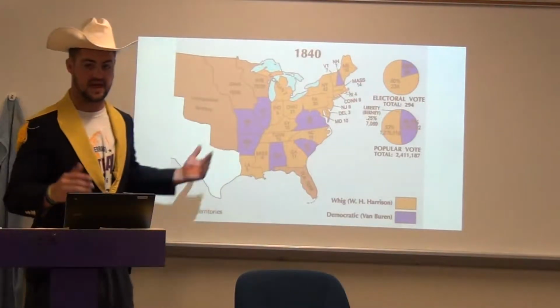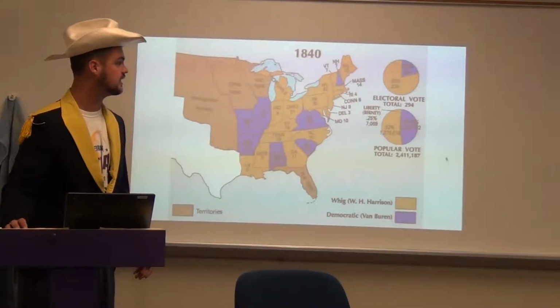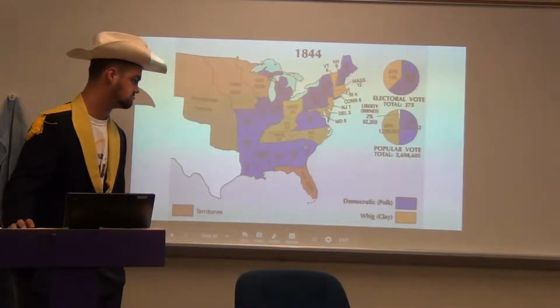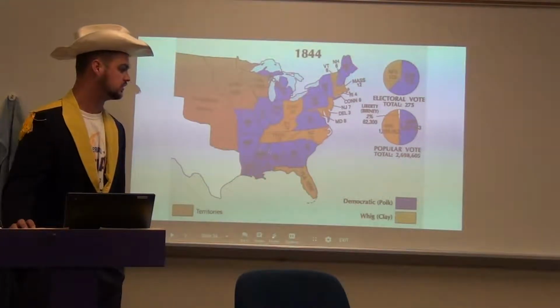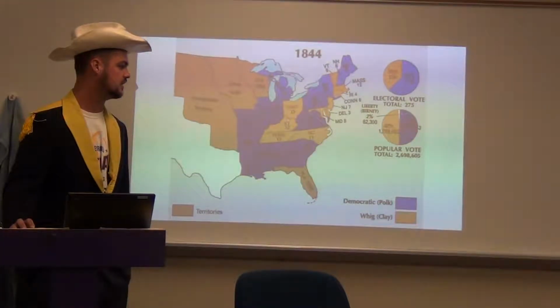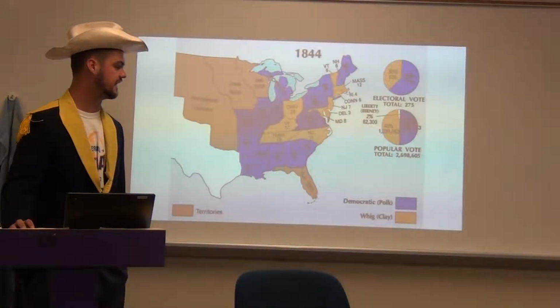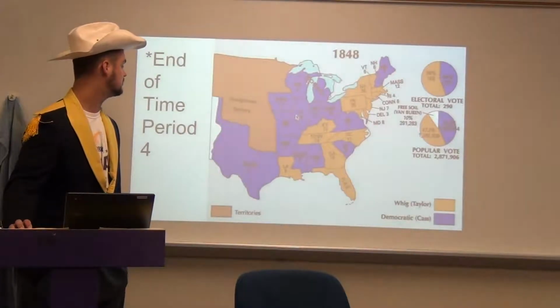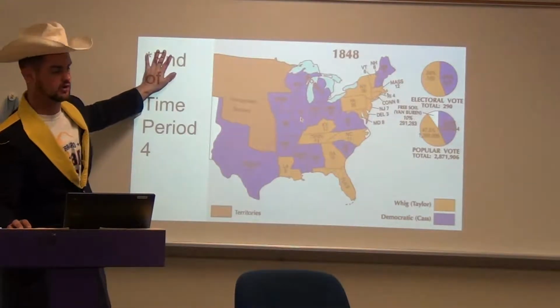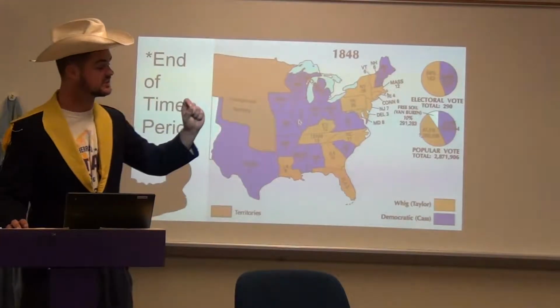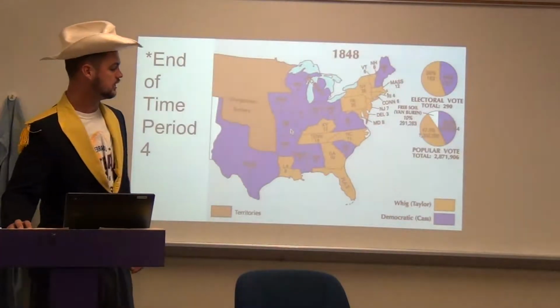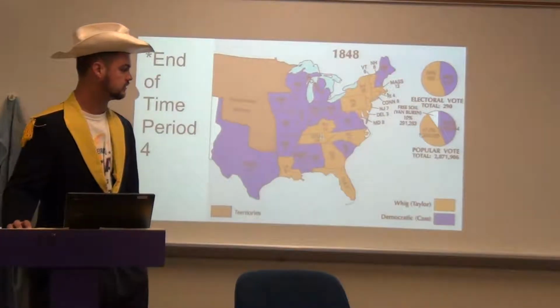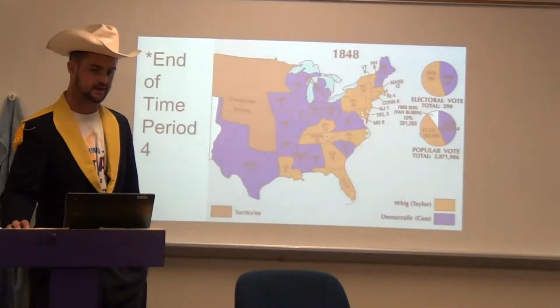Note the pattern here. I'm going to flip through pretty quick. We go to 1844. Blue, Democrat, Polk beats Clay, mustard or gold, right? Whig. Okay. 48, which is the end of time period 4. We're going to just, again, think about the tick here, okay? Blue, Democrat, mustard, gold, Whig.